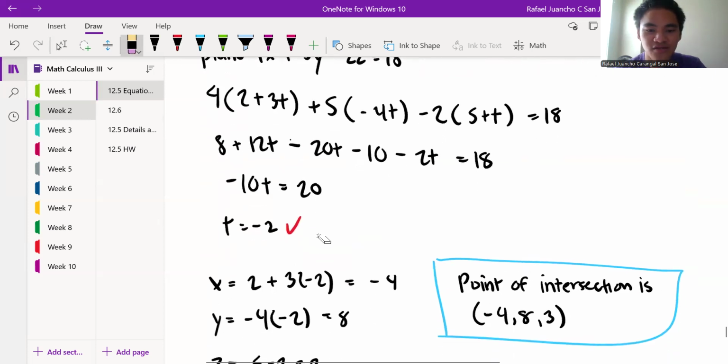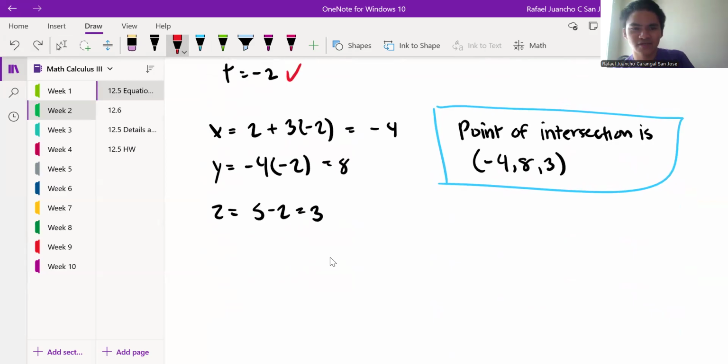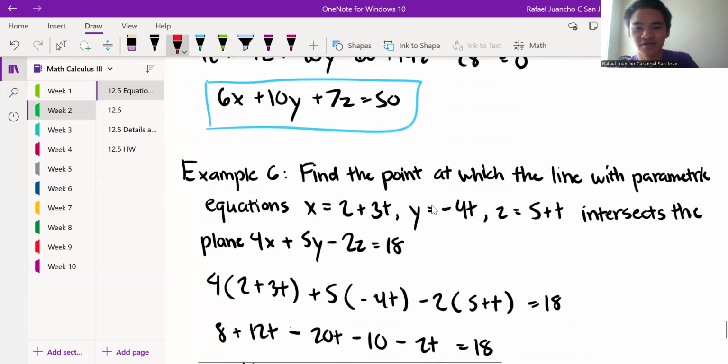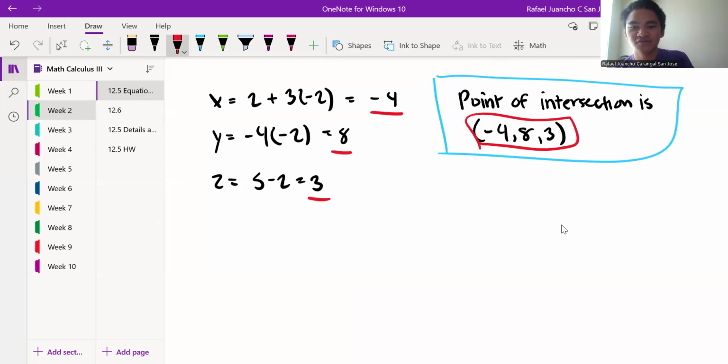Now I can plug in -2 to x, y, and z to get the intersecting point of both that line and plane. And I did that, and I got -4 for x, y is 8, z is 3, because I just used their parametric equations. And there, that's the point: -4, 8, and 3.